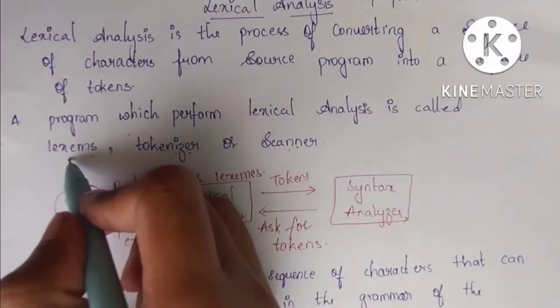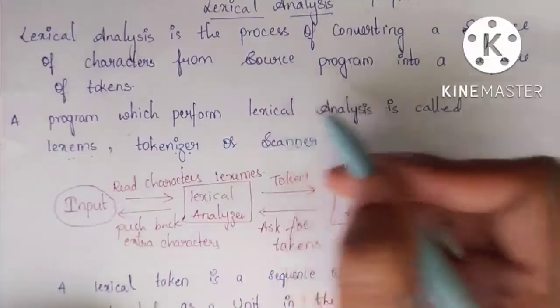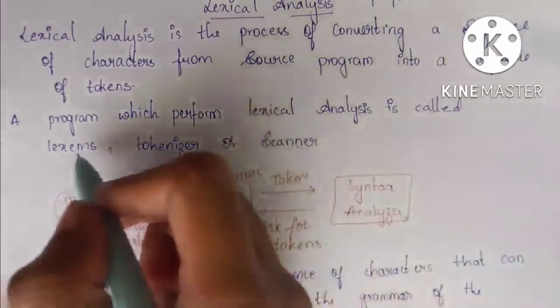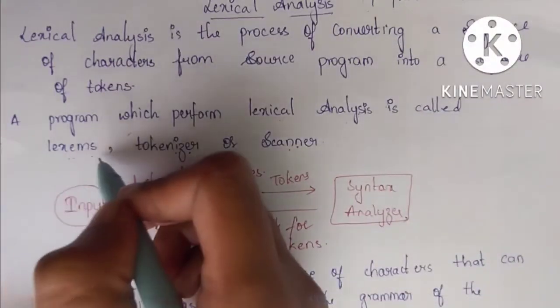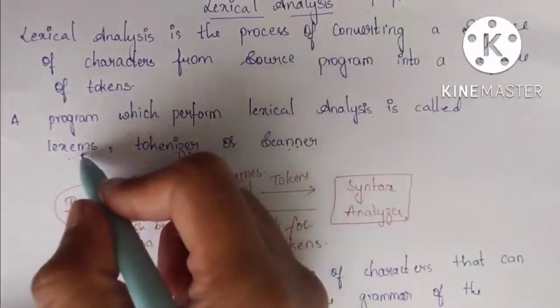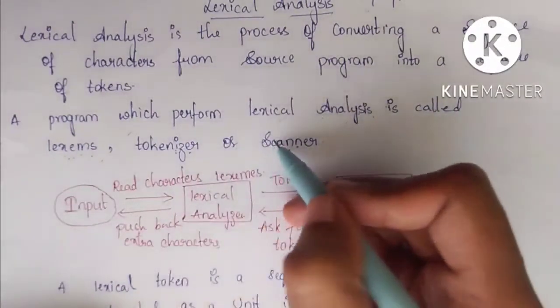Next, lexemes: the lexical analysis phase generates tokens as output, and the tokens are also called lexemes. So the lexical analysis phase is also called lexemes, tokenizer and scanner.